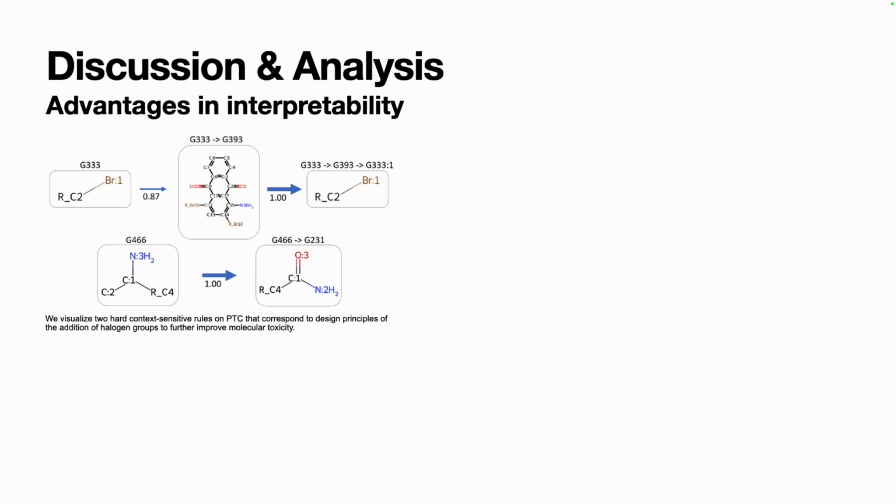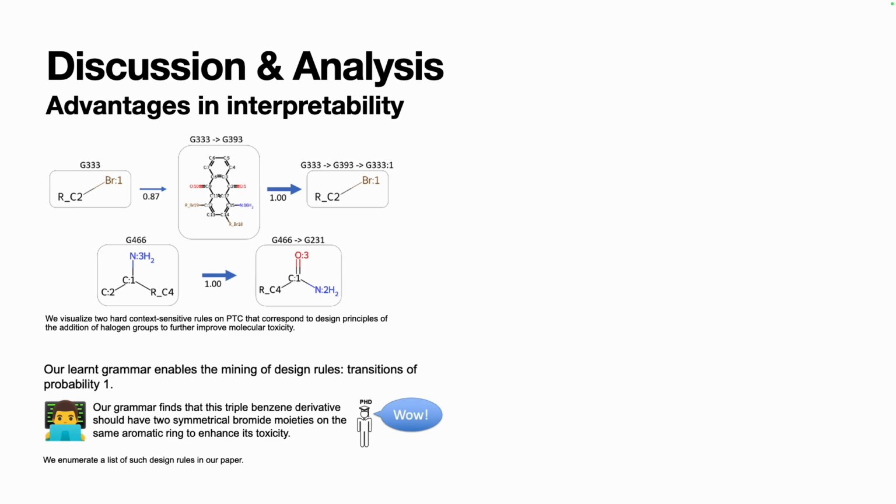For example, here we find a random walk that visits motif 333 and 393 is guaranteed to go to a duplicate motif 333. When we show this to an expert, they explain that these two symmetrical bromide moieties are indeed a prominent feature of toxicity, which is the property of interest for this dataset. This shows that our model can discover the underlying design rules for these expert-driven domains, and this can lead to new scientific insights.